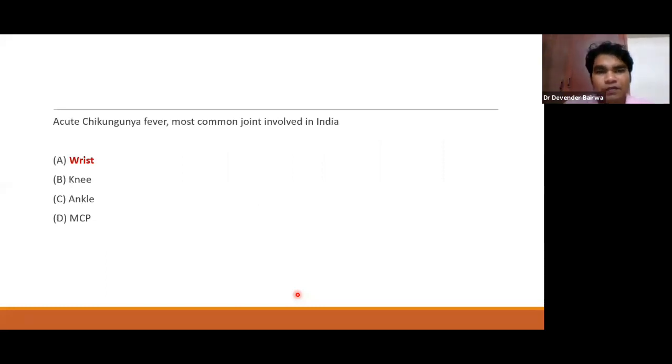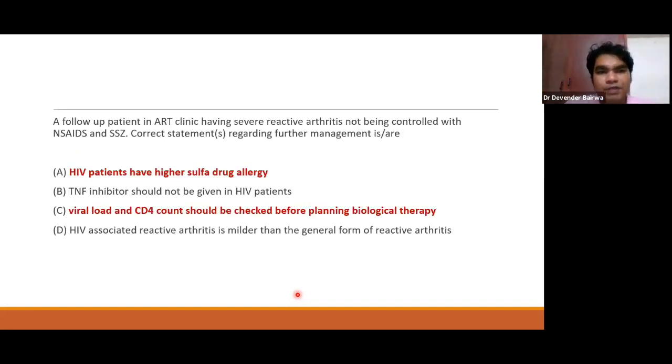Then acute chikungunya fever. Now we know the most common joint involved in India is the wrist. This was an MCQ in the JIPMER Immunology, December 2018 session. This was the question asked in the immunology entrance exam. Then a follow-up patient in an ART clinic having severe reactive arthritis not being controlled with NSAIDs and sulfasalazine. Which is the correct statement regarding further management?